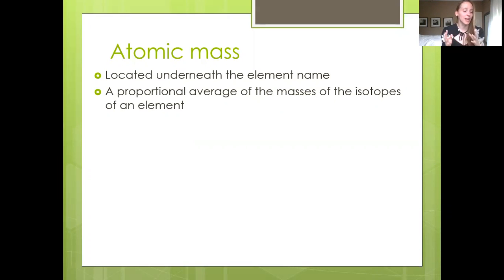You'll see some that are less even than that. For example, if we look at chlorine, it has an atomic mass of 35.45, which means that almost half of chlorines have an atomic mass of 35, and the other half have an atomic mass of 36. So we're kind of averaging them out.